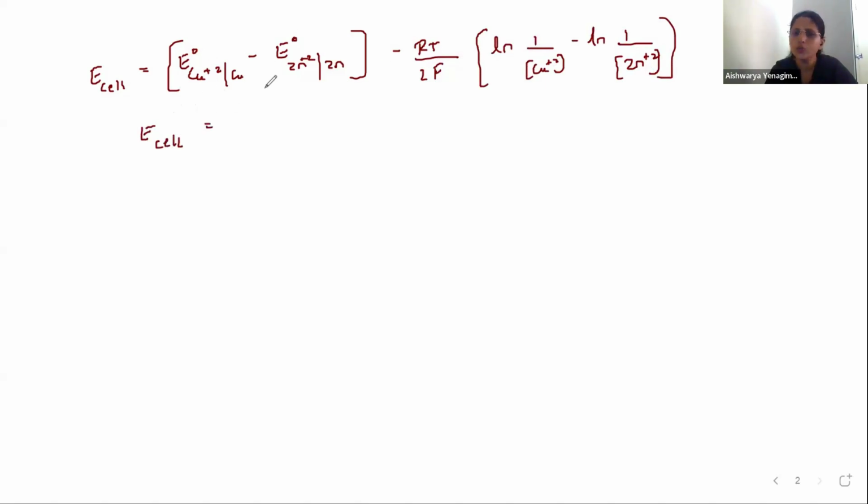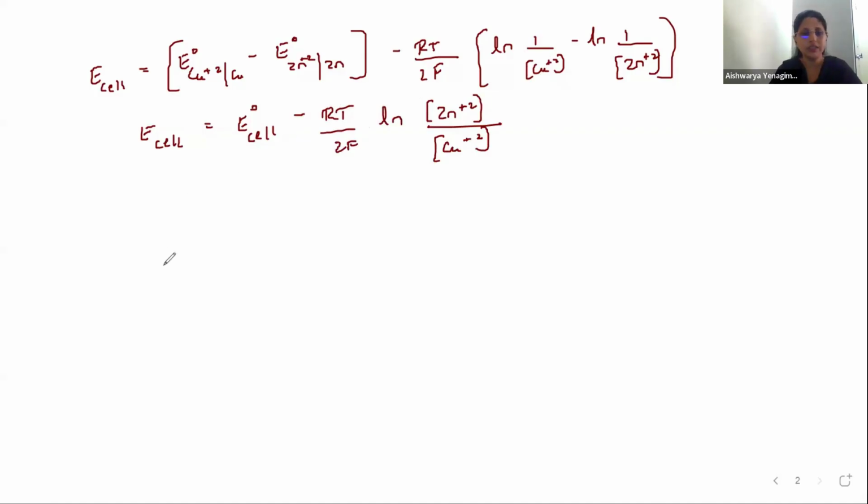E naught Cu plus 2 bar Cu minus E naught Zn plus 2 bar Zn. What is this? This is nothing but the standard EMF. Yes, so I'll write E naught cell, correct? Minus RT by 2F natural log. When you solve this out, you will get Zn plus 2 over Cu plus 2. So this is the Nernst equation. This is the Nernst equation for the Daniell cell.